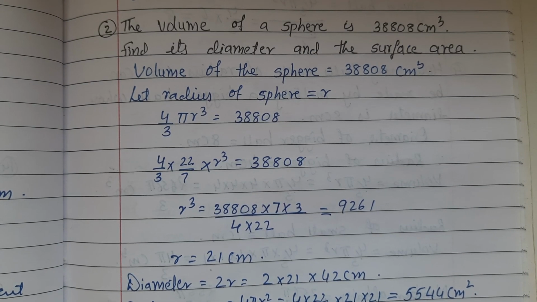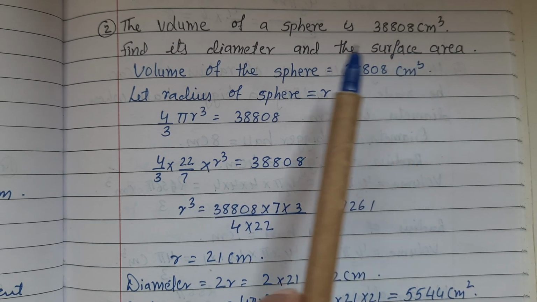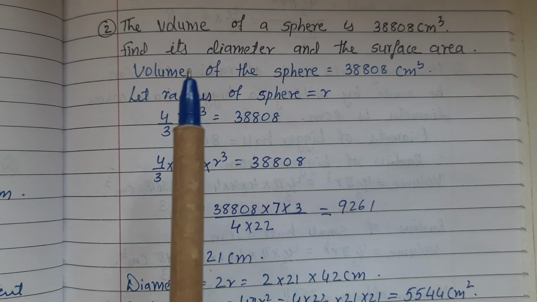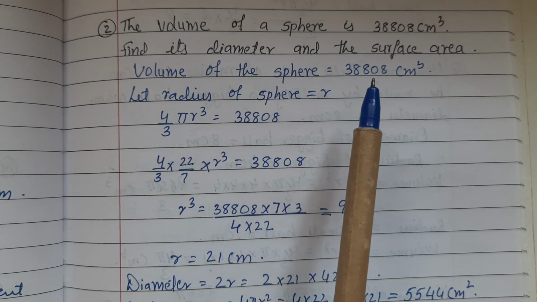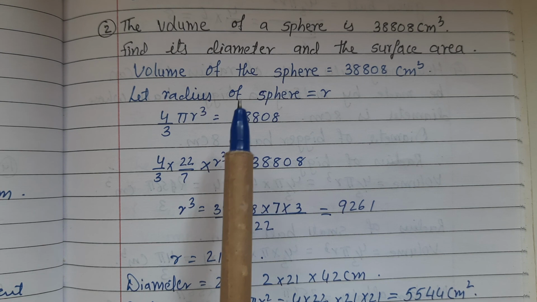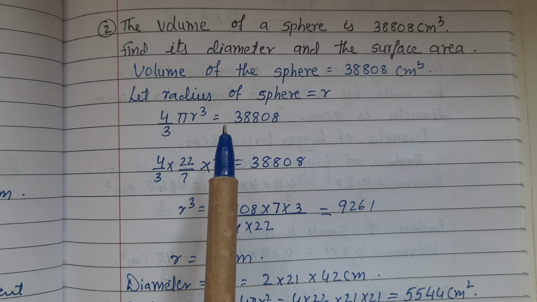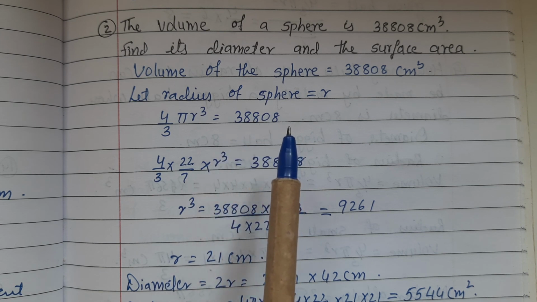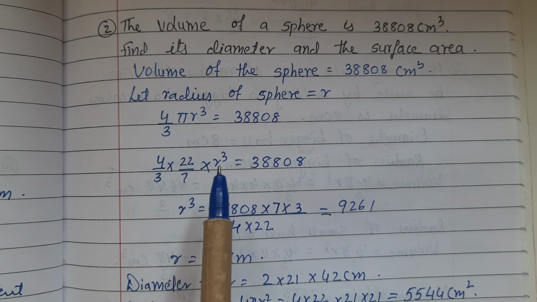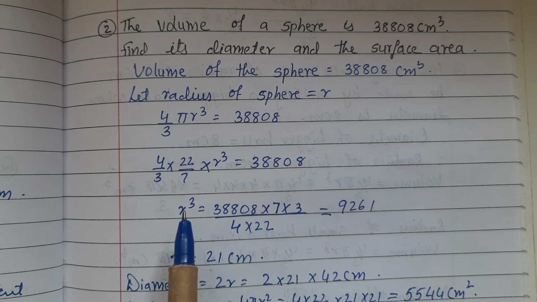Sum number 2. The volume of a sphere is 38,808 centimeter cube. Find its diameter and the surface area. Given volume of sphere 38,808 centimeter cube. Let r be the radius of the sphere. Therefore, volume of sphere formula is 4 upon 3 pi r cube equal to 38,808. Substitute the value. 4 upon 3 into pi, which is 22 upon 7, into r cube equal to 38,808.